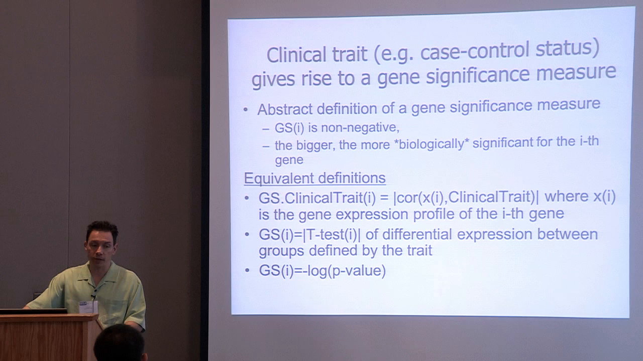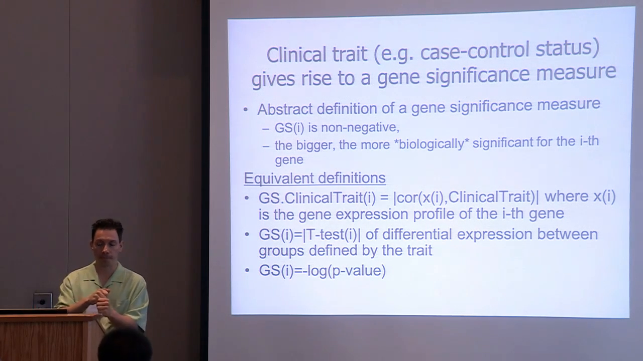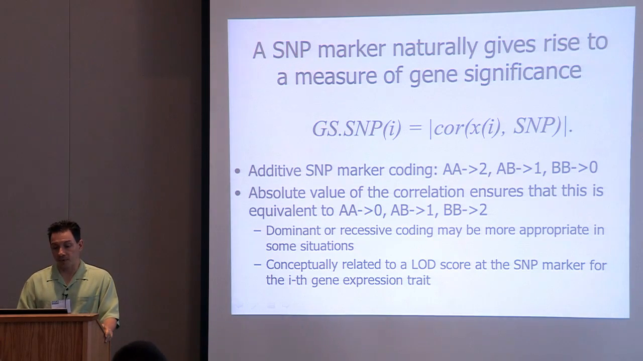Imagine, though, you don't have a clinical trait, but for one reason or another, you are really interested in apoptosis genes. How would you incorporate that into your network? Well, you would define a gene significance measure for each gene that takes the value 1 if you have an apoptosis gene, and it takes the value 0 if the gene is not known to be related to apoptosis. So that's now your gene significance measure. It's a binary measure. If you have a SNP, you can define a gene significance measure, as we discussed earlier, by correlating the SNP with each gene, as long as you use a coding of the genotypes.